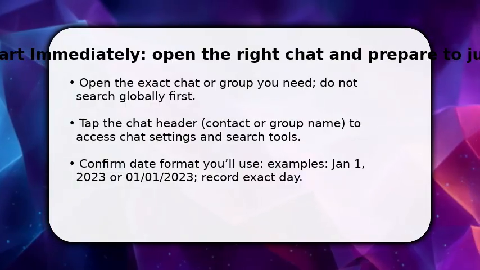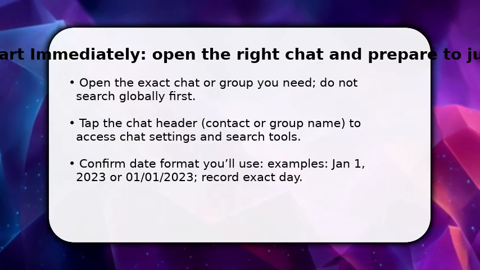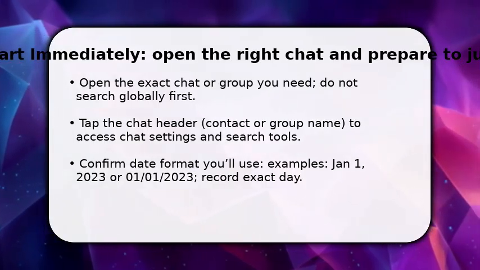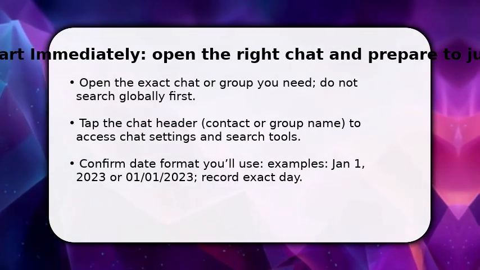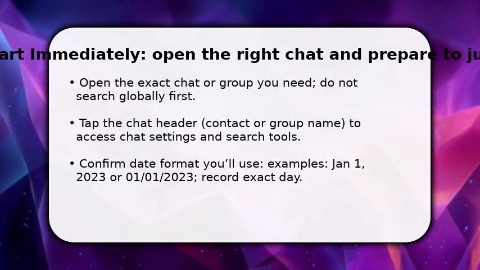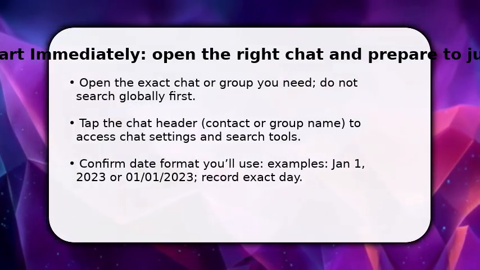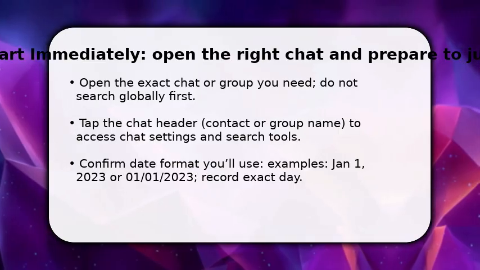You're in the right chat now, so act. Tap the chat header to reveal search tools and options. This gives you localized search and faster results. Once done, note the exact date format WhatsApp displays. You'll match it when searching.